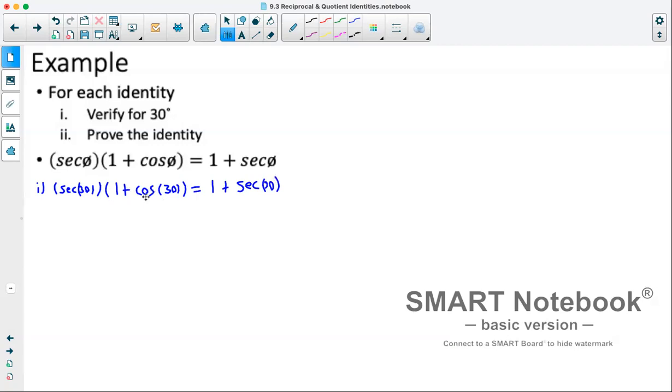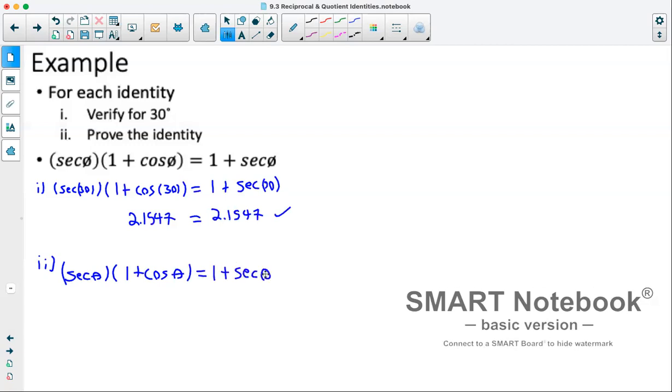Now, when I enter this first side in my calculator, that gives me 2.1547. When I put this other side in, I get the same thing. So I have verified it. So for part 2, for proving it, we're actually going to use our identities that we just went over. So we've got secant theta times 1 plus cos theta equals 1 plus secant theta.